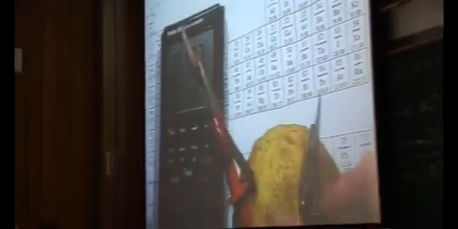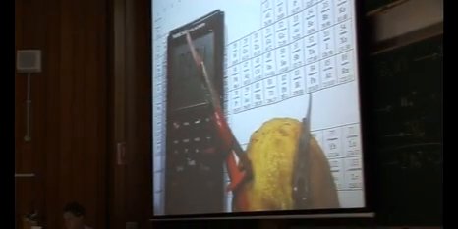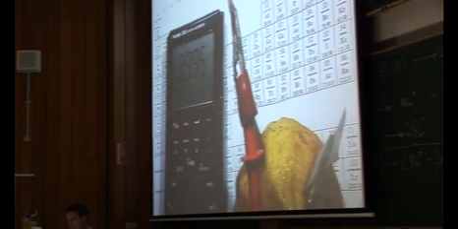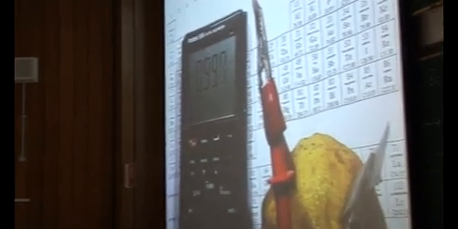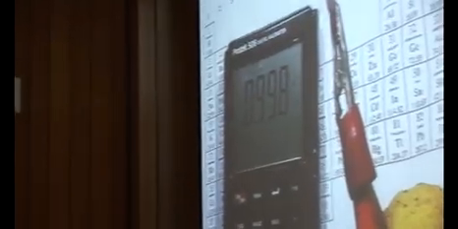Okay. And what do I have? I've got nearly a volt. Oops. Getting nearly a volt. 0.997, 0.998 of a volt out of my lemon.